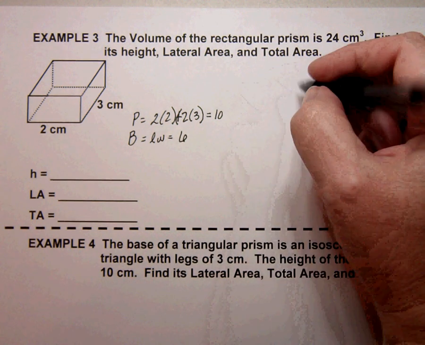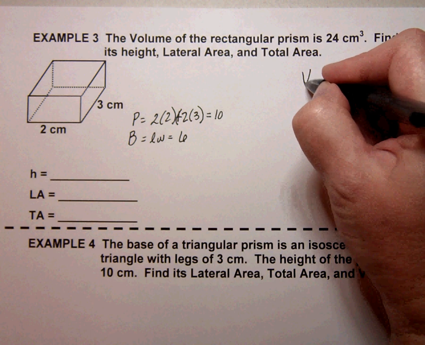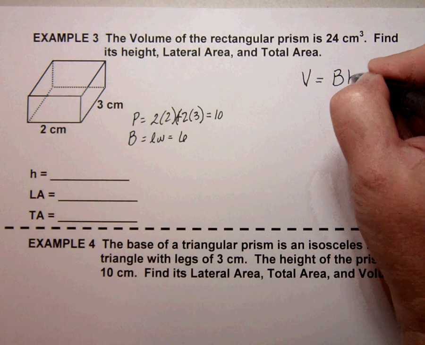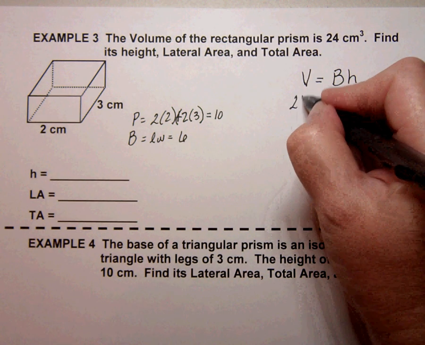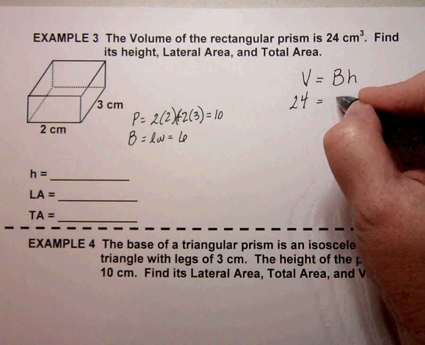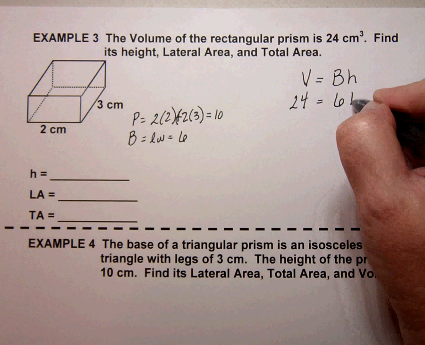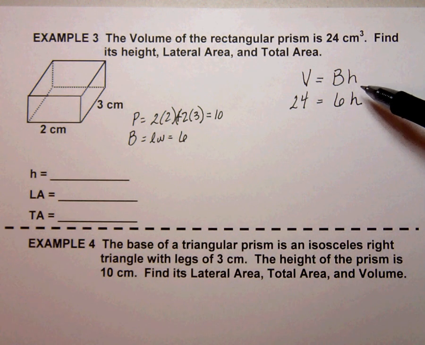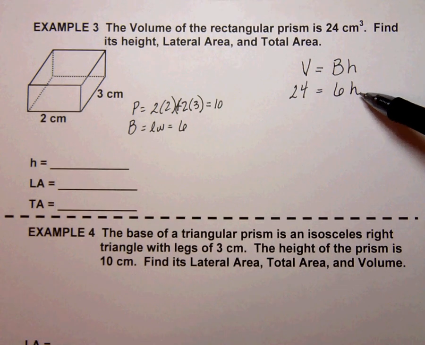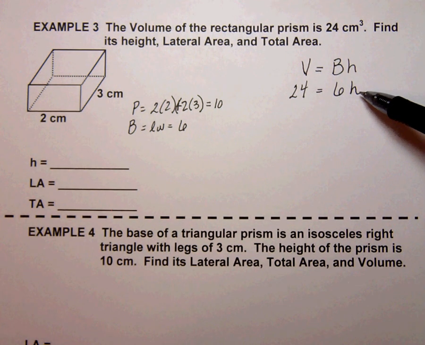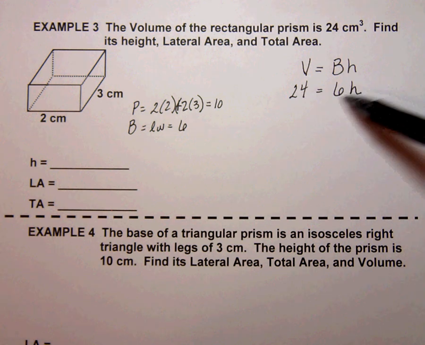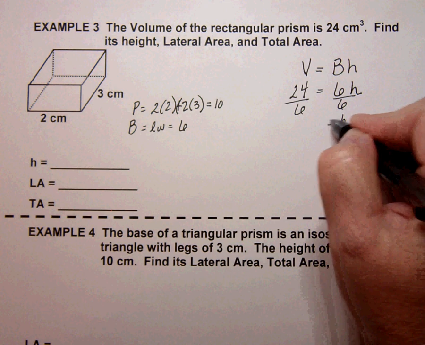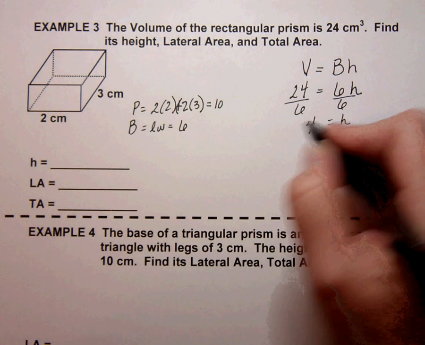To figure out this one, when we know the volume, let's start with volume since that's what they gave us. The base area times the height. Our volume is 24 cubic centimeters. Our base area is 6, and we need to figure out our height. So do you see how I'm using the formula to find one of the missing values, and that would be the height. So to solve this one, you'd have to divide by 6 to solve for h. So your height has to be 4 centimeters.